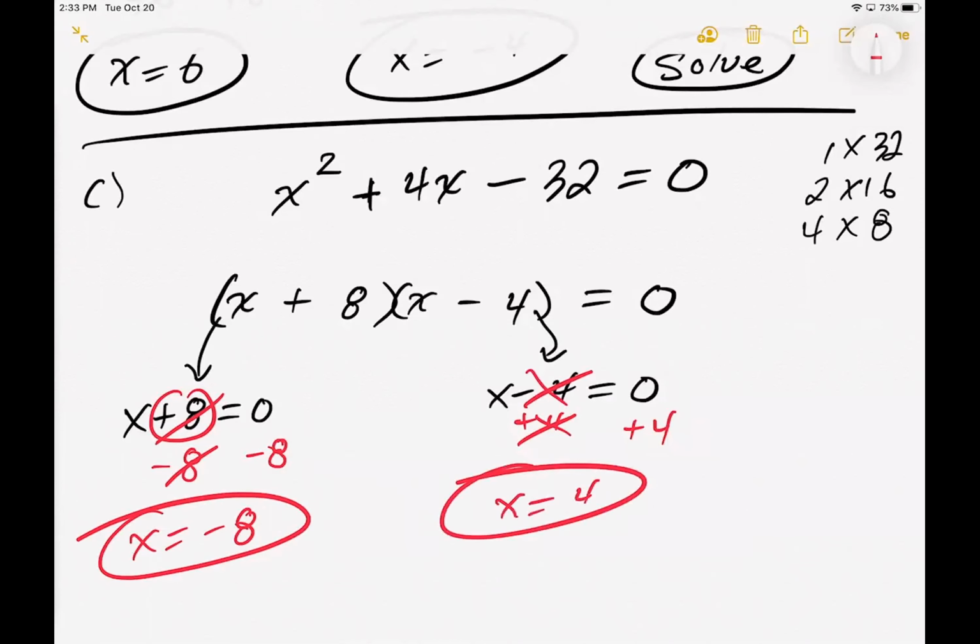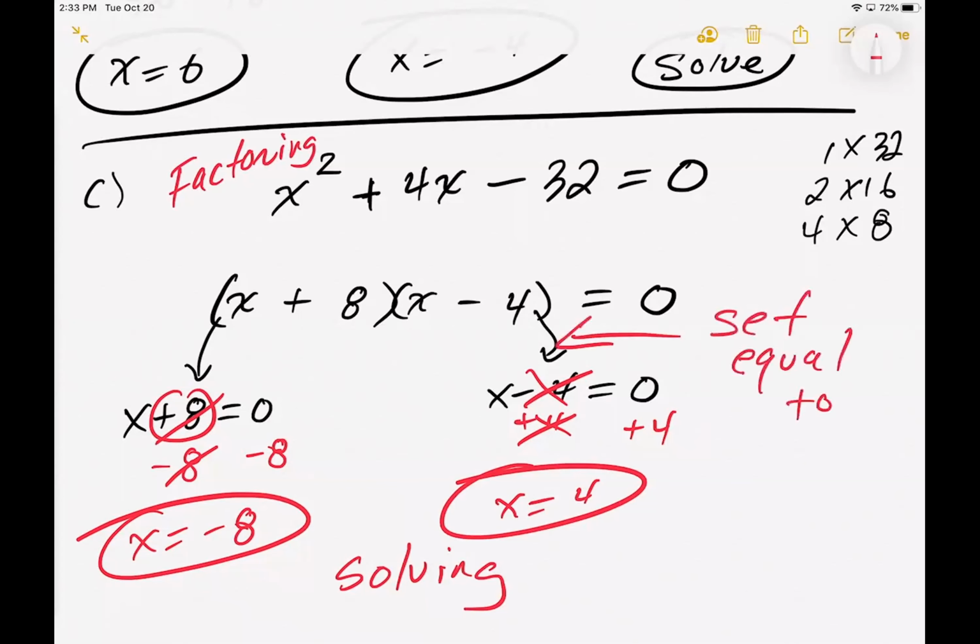So again, solving is not new. You just get x by itself. Factoring is not new. The only new thing is this right here, which is set equal to 0: take each of your parentheses and set it equal to 0. That is the only thing, believe it or not, that is new in chapter 6.6.